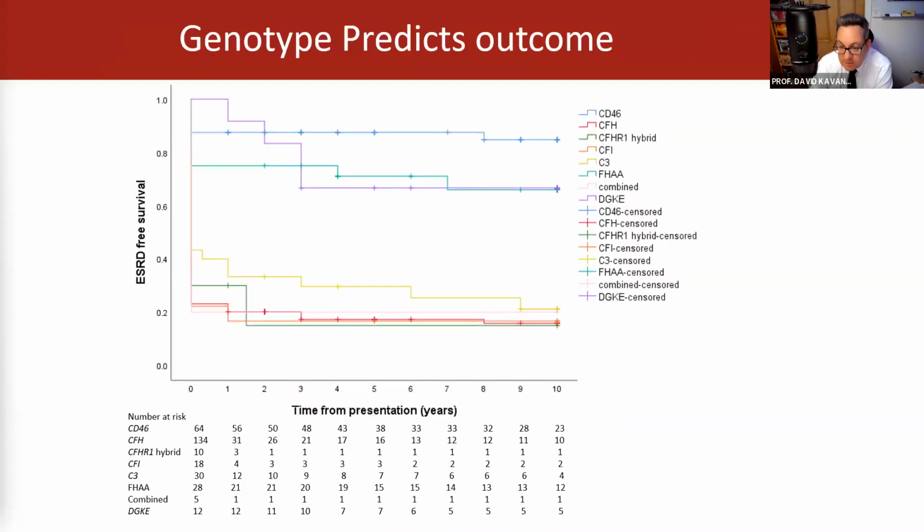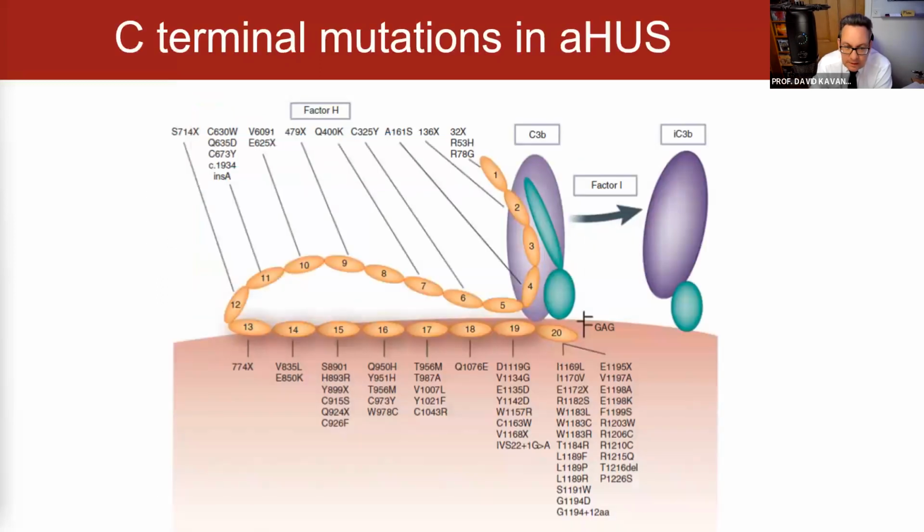The underlying genetic mutation predicted the outcome of disease prior to the introduction of eculizumab. Those with factor H mutation shown here did worst. It's about 80% going to end-stage renal failure. And those with CD46 mutations did much better, only about 10% going to end-stage renal failure. As well as predicting the outcome of disease, the genetics of aHUS told us a lot about how the biology of the complement system works.